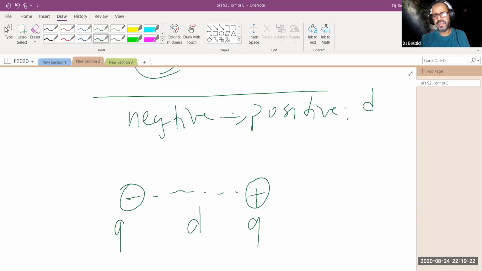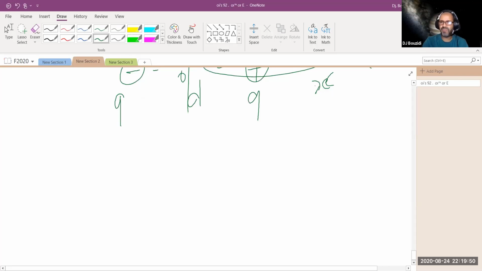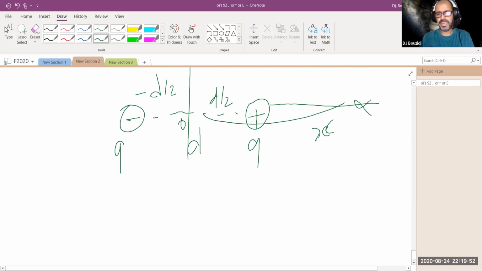So we have that, and we're going to find the electric field somewhere in here. I'm going to take my origin slightly different. I'm going to take the origin in between them. So this distance is d over 2, and this distance is negative d over 2, and I'm right in the middle. And I'm going to find the electric field at the distance x in there. X can be positive or negative, so it doesn't matter. We can replace the value for x later on. So let's find what the electric field is.